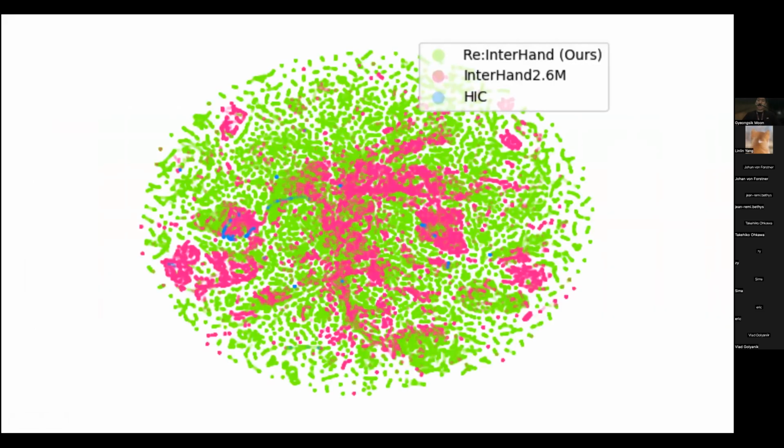And this shows pose t-SNE comparing our new data set, the InterHand data set, and HIC. Ours has very diverse hand poses. We captured new interacting hand captures.